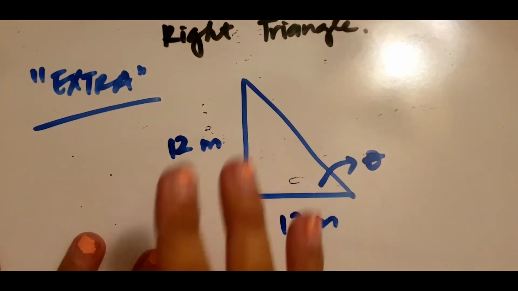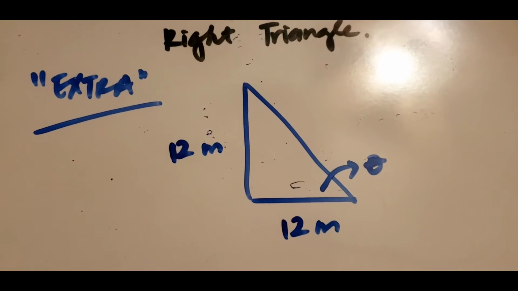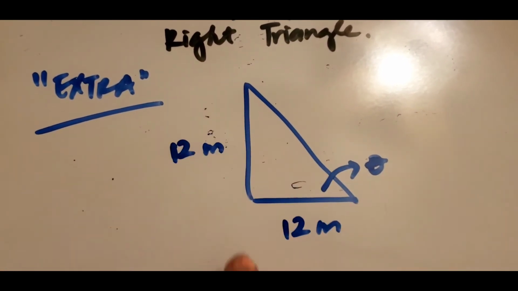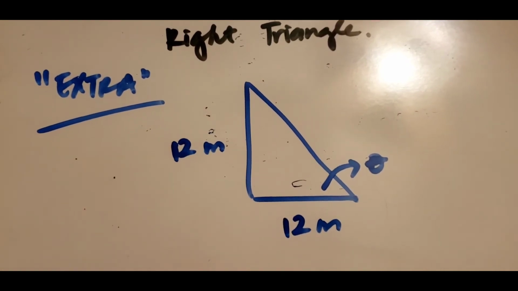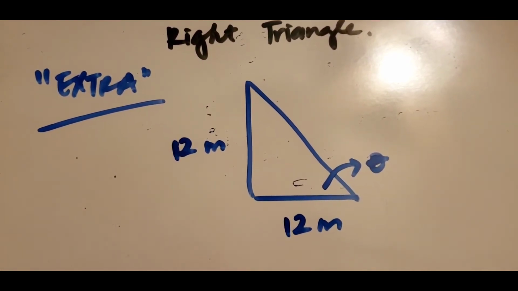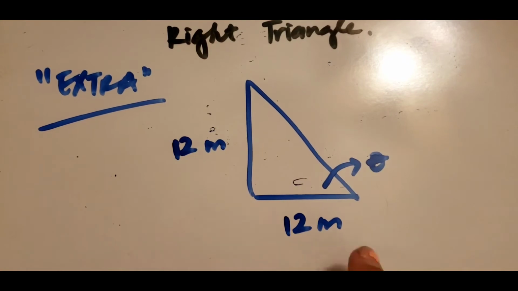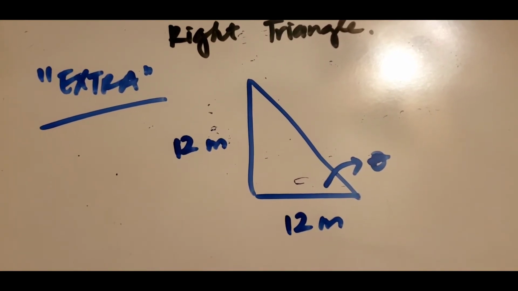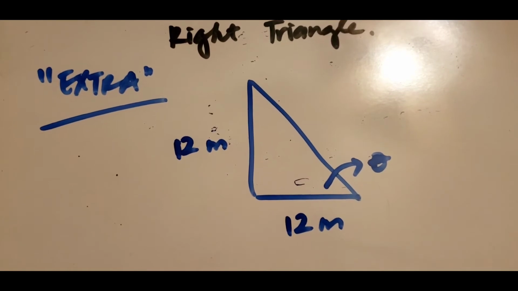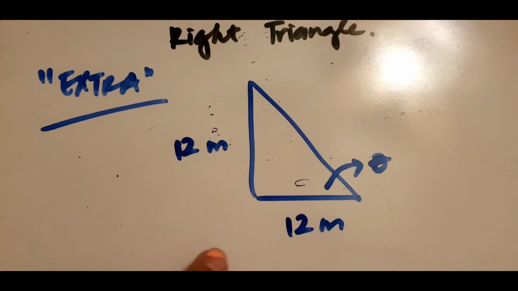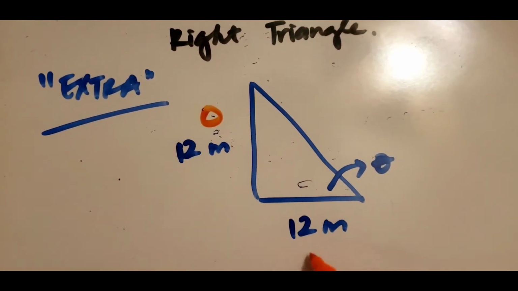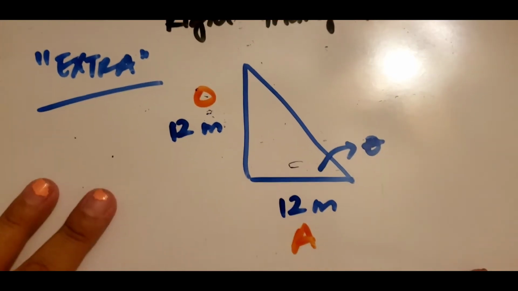All right, so here's my picture, but let me actually read you the instructions. A 12-meter flagpole, so this is the flagpole, casts a 12-meter shadow, so this is the shadow, as shown in the figure. Find theta, which is the angle of elevation to the sun. Okay, so this time, here's the difference. They're giving you the opposite side to the angle. They're giving you the adjacent, so obviously we're still going to use tangent.